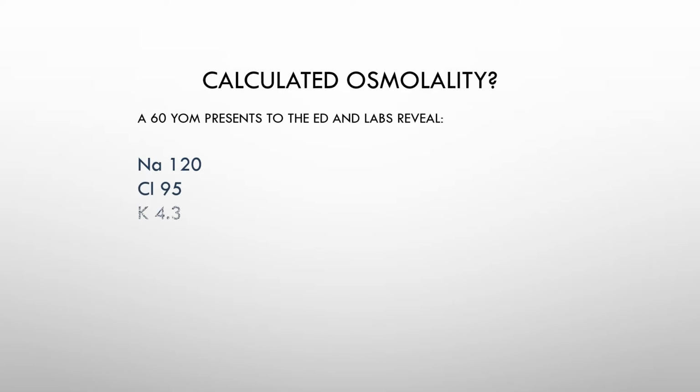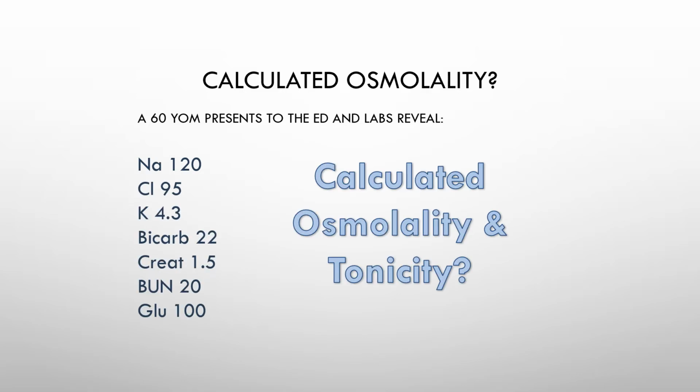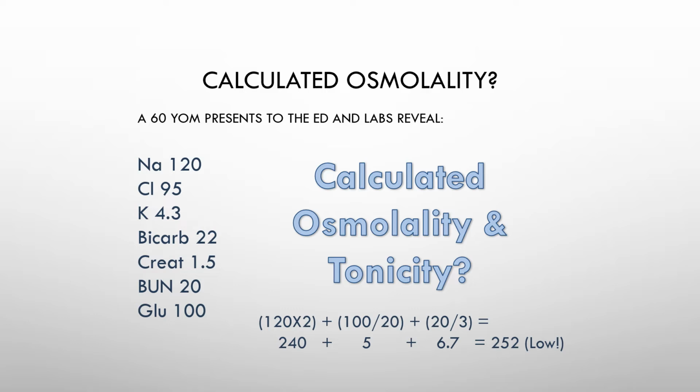Let's do another simple calculation. Let's say you have a 60-year-old male who presents to the ED and labs reveal these. What would be the calculated osmolality? Well, you'd take 120 times 2, which would equal 240, plus 100 divided by 20, plus 20 divided by 3, which would equal around 252. So this patient has low osmolality. The tonicity would just be the 240 plus the 5, so this patient would also be hypotonic at 245.